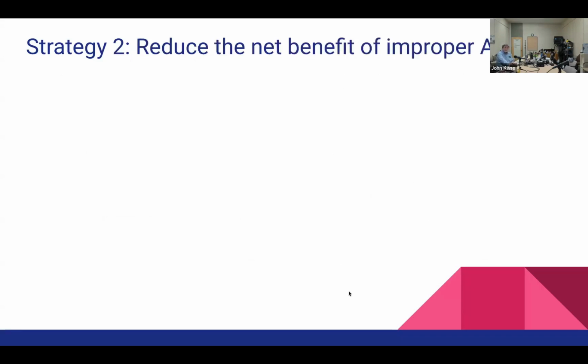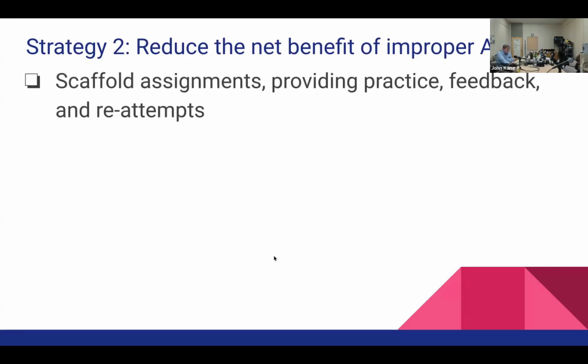Okay. Another thing you can do is try to use some strategies, and this came up also in our discussion, of reducing the net benefits from improper AI use, either raising the costs or lowering the benefits. And one is just to scaffold assignments. Students are more likely to use it when they're facing time pressure, when there's a deadline coming up, and they have to do a lot of things really quickly.